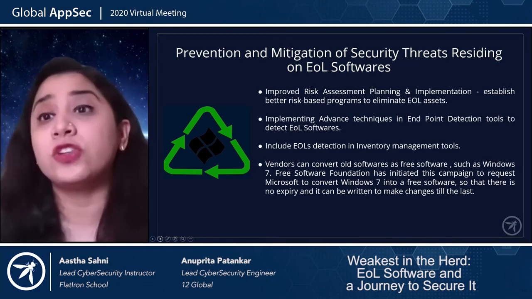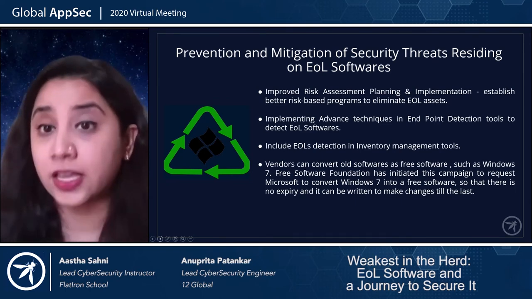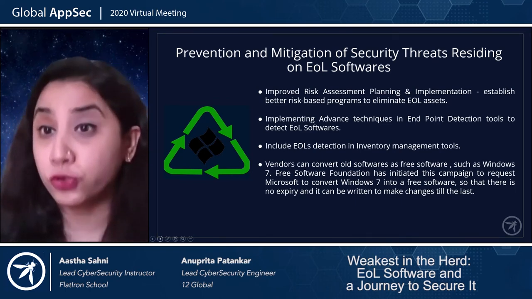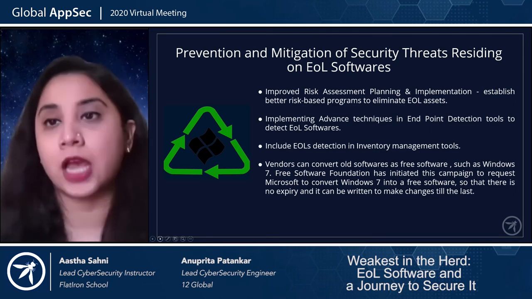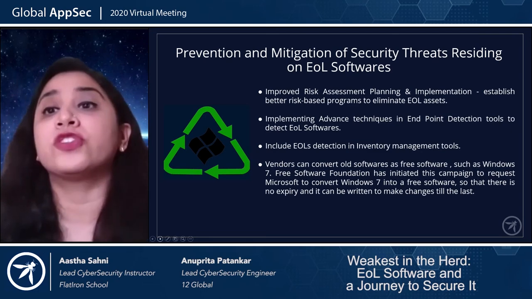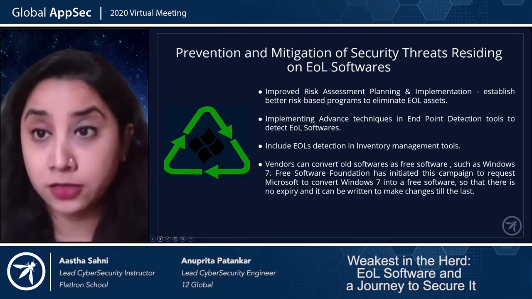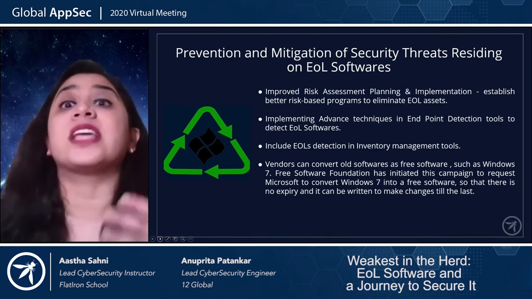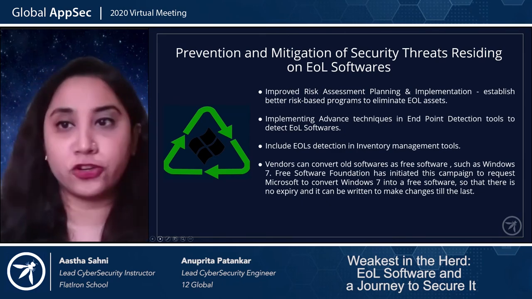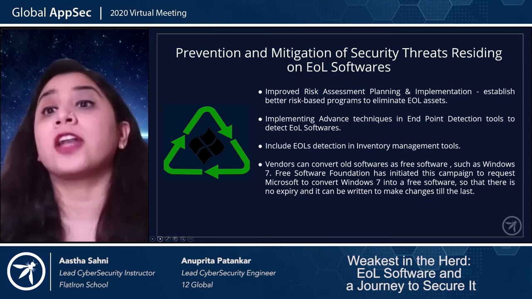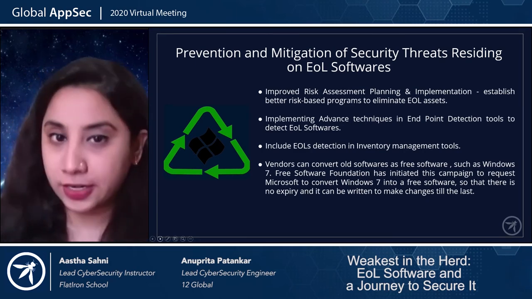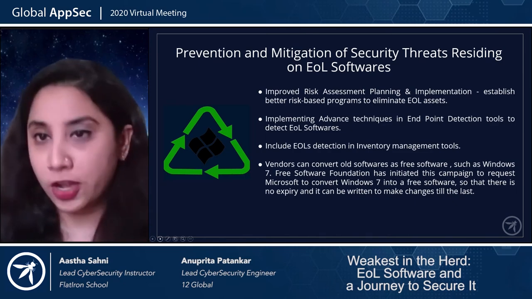Second, we can include some advanced automation techniques in endpoint detection and response tools which we are using, like Carbon Black and Windows Defender. We can include some advanced detection mechanism through which these tools can easily detect end-of-life softwares in our systems, applications, and services, so that once they are detected and alerted, we can patch or upgrade them on time. Next is inventory management.